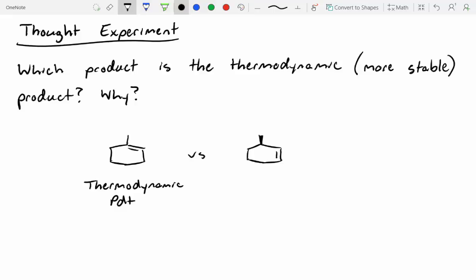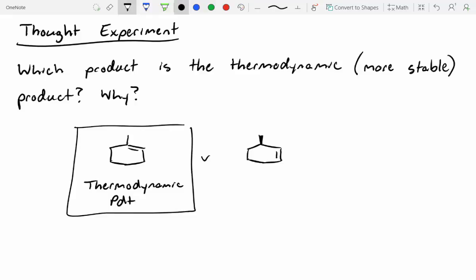Why is it our thermodynamic product? Anybody want to share? More substituted alkene, right? We said the more substitution you have coming off of your alkene, the more stable it is, right? So really when it comes down to it, this is our thermodynamic product because this is tri-substituted. And this one is only di-substituted. We know that our tri-substituted product is going to be more stable than our di-substituted product.